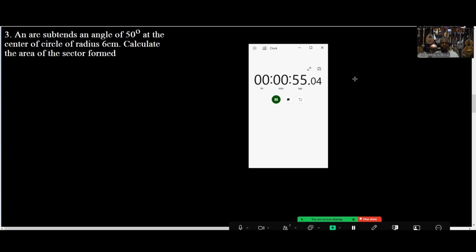Area of the sector. 252. Wait, we cancel the answer for this one. You have a few seconds left.